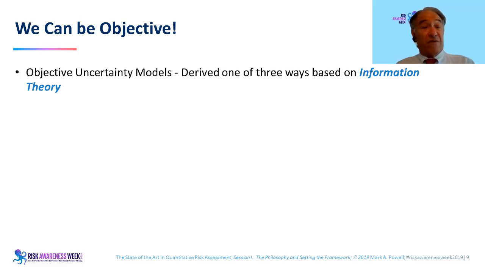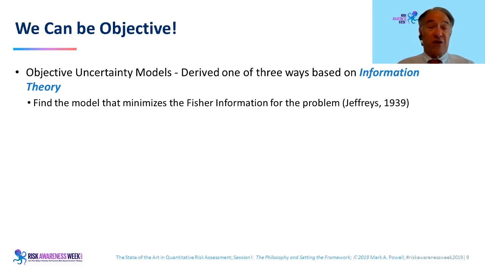The first method was developed by Sir Harold Jeffreys in 1939. And that method is to find the model for the problem that minimizes the Fisher information for the problem. Now, the Fisher information matrix tells us how important the information is. So if we minimize the information provided by that model, by the prior that we have to use, we are being as objective as possible. It's a simple optimization problem. Sir Harold Jeffreys developed this technique back in 1939. Okay, but it minimizes the Fisher information.